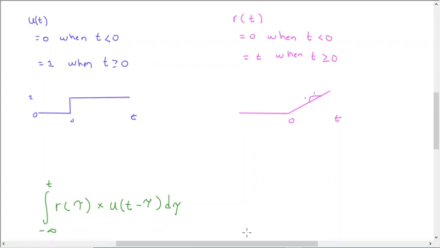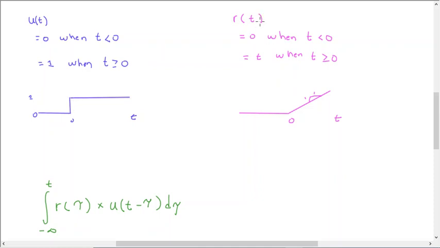I thought now would be time for a small video on step and ramp functions and then how we put that into convolution. And just to refresh our memories, the unit step function u(t) equals 0 when t is less than 0. So we have that. And it equals 1 when t is greater than or equal to 0. So we have this discontinuous step of infinite slope between 0 and 1.